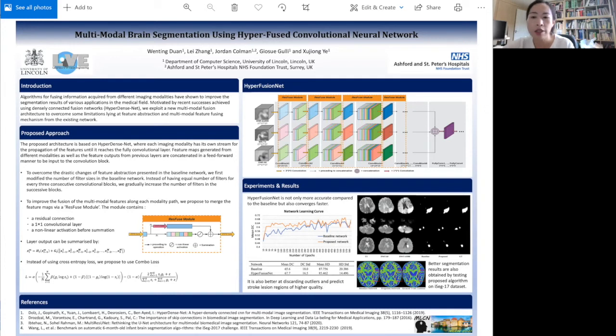From the qualitative results, we observed the proposed network for the application of stroke lesion segmentation is better at discarding outliers and predicts a stroke lesion region of higher quality. And for infant brain segmentation using the iSeg-2017 data, the proposed network also shows a better contour recovery than that obtained by the baseline. So overall, the experimental results demonstrate the effectiveness of the proposed network and its capability to tackle challenging multimodal segmentation tasks.